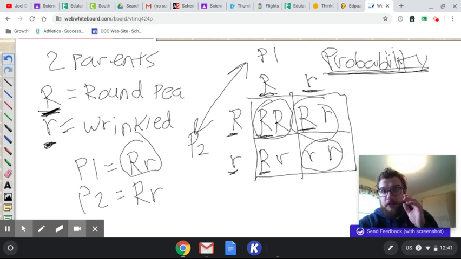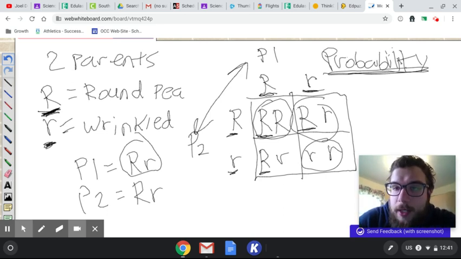Okay. So this is a really useful math tool to tell us what are the odds that you're going to get a round or a wrinkled pea plant. Okay. So what we like to do now, now that we've got all of our quadrants filled in, is we like to go genotype.